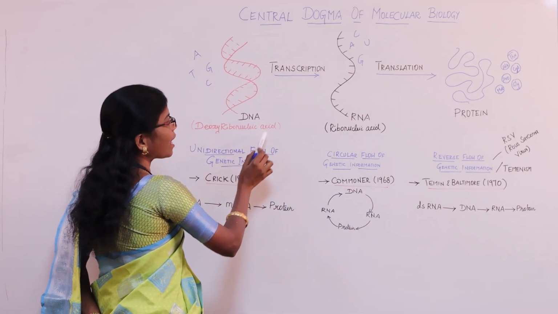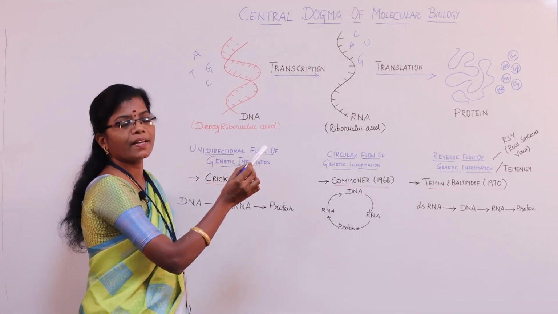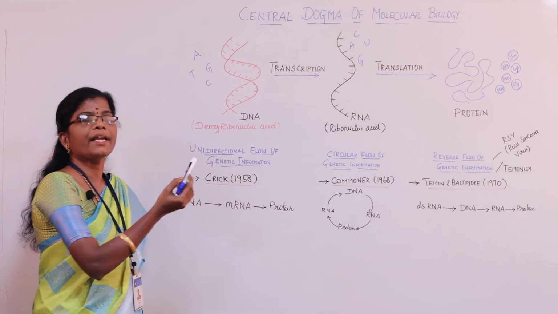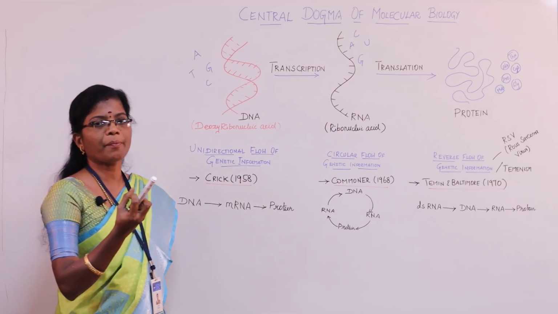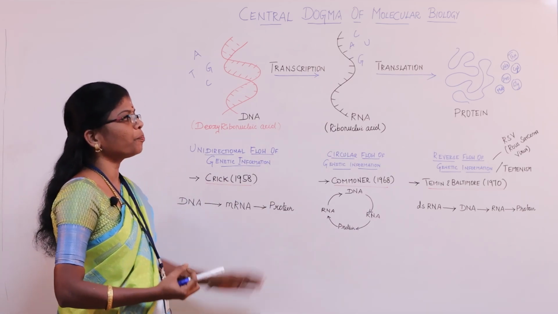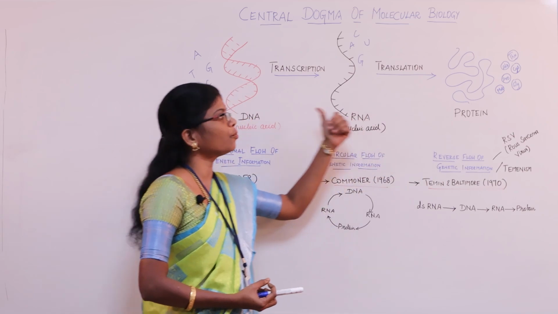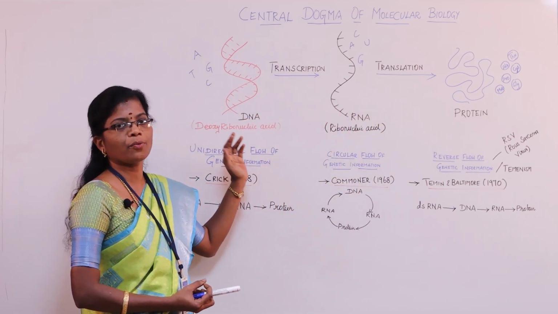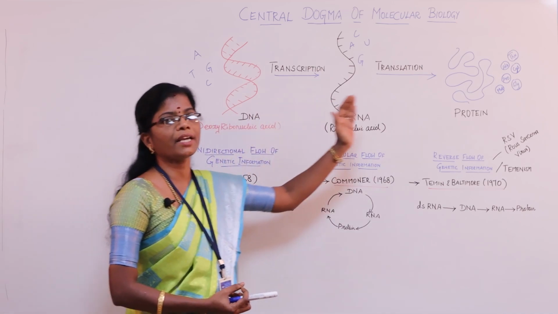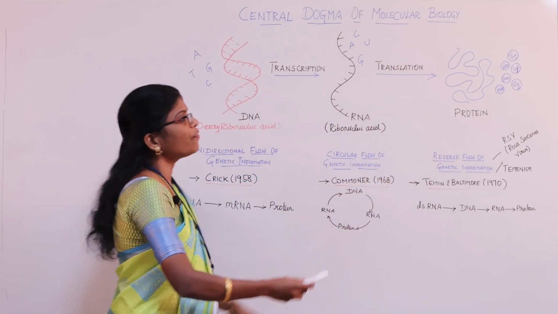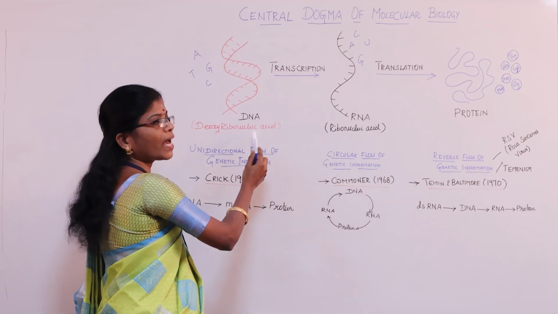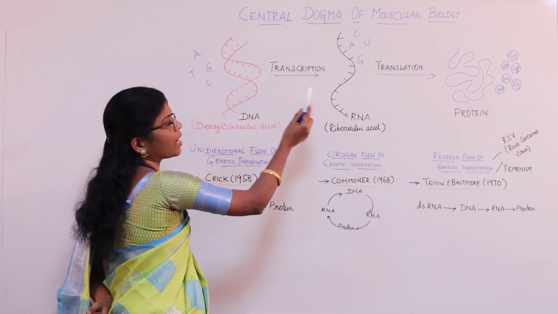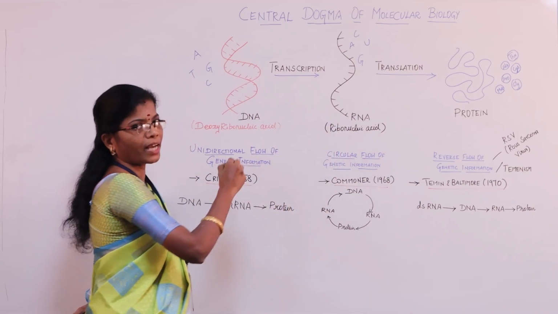So here, let us start with the DNA. DNA is deoxyribonucleic acid. This DNA carries the information which is going to produce the protein molecule through transcription and translation. So there are two steps involved to convert the DNA into a protein molecule. The first step is transcription, where the DNA, that is the deoxyribonucleic acid, is transcribed into a ribonucleic acid.